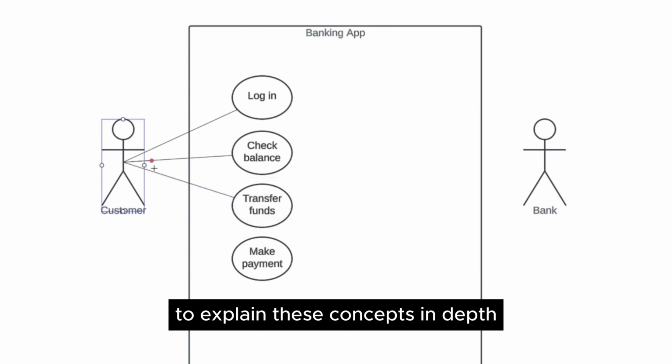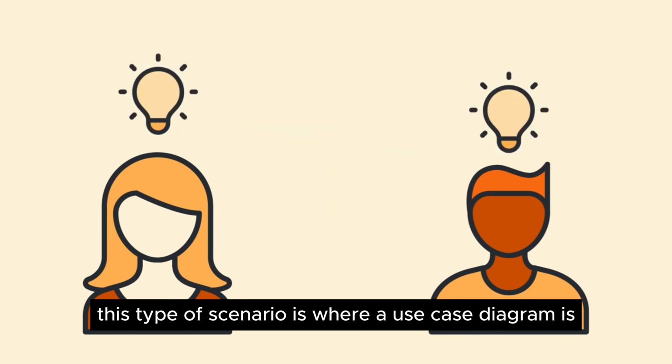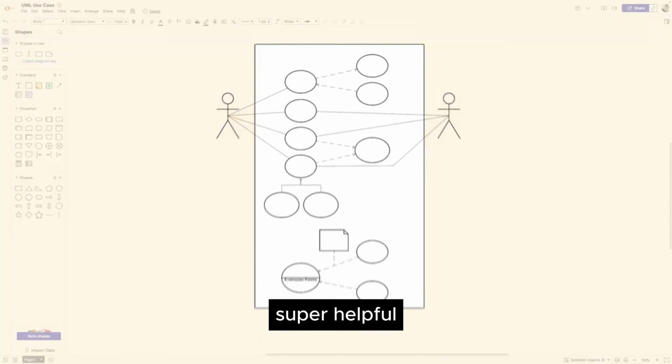Have you ever had an idea that makes perfect sense in your head, but when you try to explain it to someone else, they're completely lost? Maybe it's your idea for a new app, and every time you talk about it, people don't really understand how they interact with it, or what they would do? This type of scenario is where a use case diagram is super helpful.